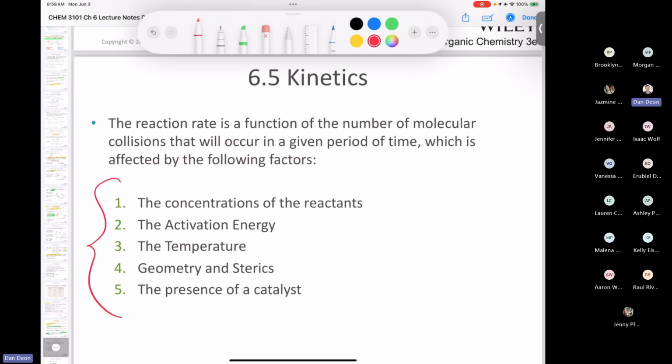It says reaction rate is a function of the number of molecular collisions, right? In order for a reaction to occur, you have to have molecular collisions. Molecules have to run into each other. So you have to have a certain number of collisions over a certain period of time. And what's going to affect those collisions? Well, these are the factors: concentration of reactants, activation energy, the temperature, geometry, and sterics. This is one that we're going to look at more in this class than you've ever seen before. And then the presence of a catalyst. The other four are things that you would have covered in dirty detail.